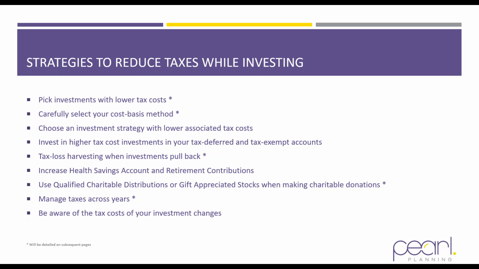Also, when investments go down, while they may not be permanently down, it just depends, but they may be down for a while, and certainly the market goes up and down over time. Then you may use a strategy called tax loss harvesting, where you sell an investment that has declined and move into something similar so that you can take advantage of a capital loss. We'll go into that in more detail.